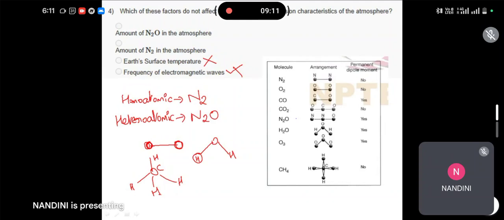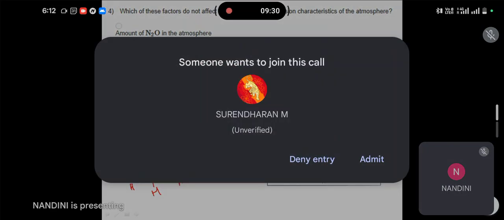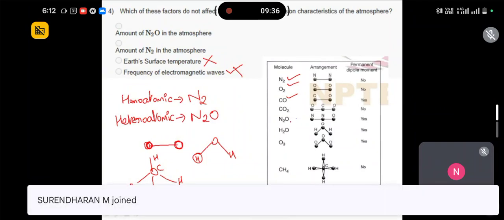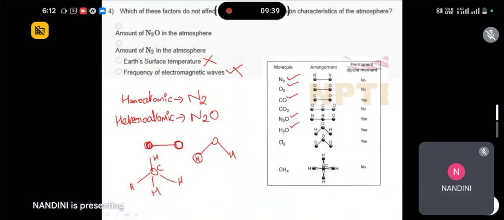The other option we have is N2O in the atmosphere, which is a molecule that has a permanent dipole moment. Here I have listed some molecules, both homoatomic and heteroatomic. You can see the homoatomic molecules like N2 and O2 don't have a permanent dipole moment, whereas heteroatomic molecules like CO, N2O, water, ozone, etc., have a permanent dipole moment. So when molecules with a permanent dipole moment interact with electromagnetic radiation, absorption takes place.